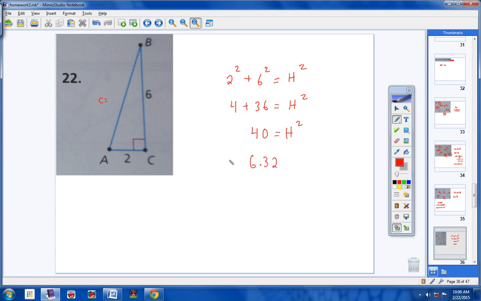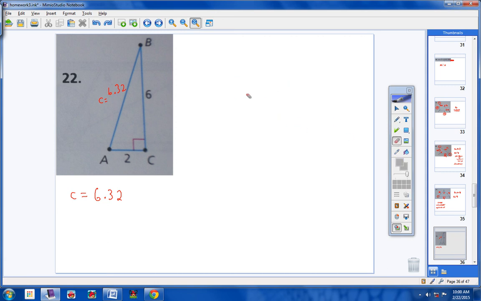6.32. So side C equals 6.32. Alright. Now again, students, you know all three sides. You're welcome to use this side when you solve for angle A or B, but I'm not going to use it because I don't like decimals. Number one, and number two, it's rounded. It's not an exact number, okay?